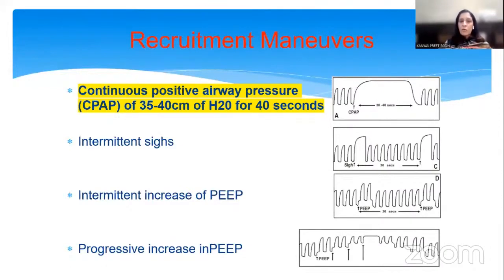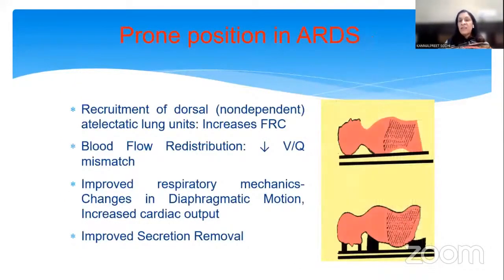You might be asked how you can give the recruitment maneuver. You can give intermittent sighs, an intermittent increase of PEEP, or a progressive increase of PEEP. They all will cause the opening of the alveoli. Prone positioning is another recruitment maneuver. I'll not say this is a rescue therapy. I say this is the norm in ARDS, because nowadays the recommendation is early proning, as early as we can.